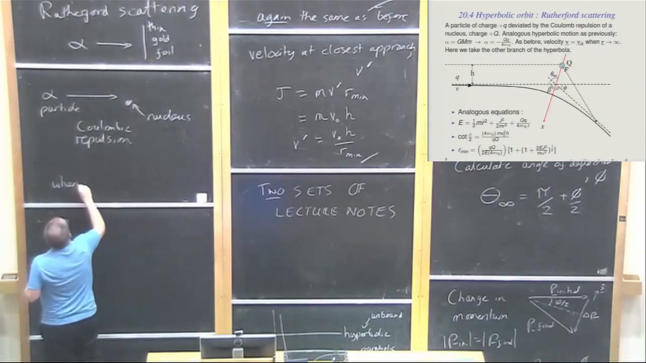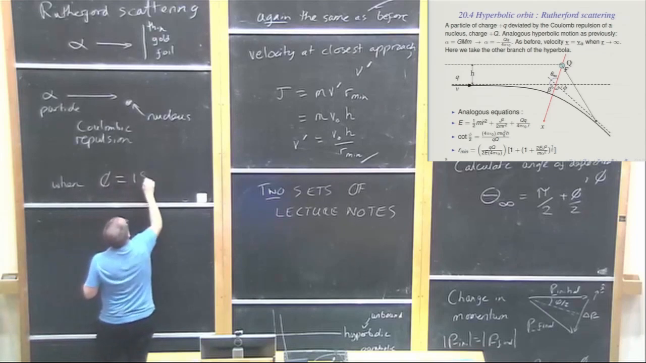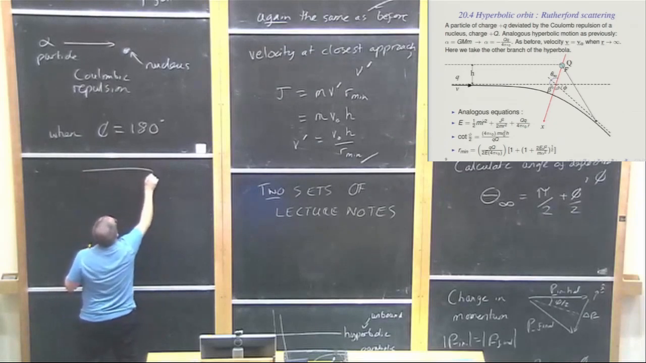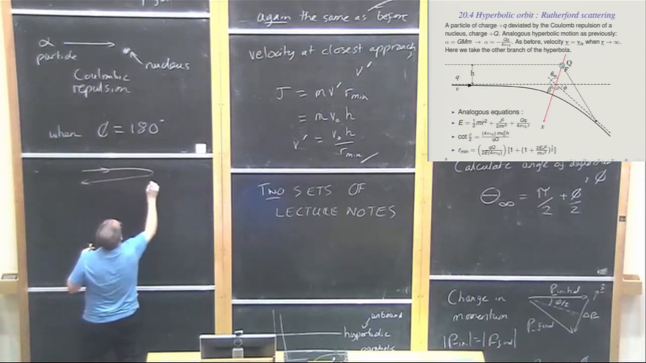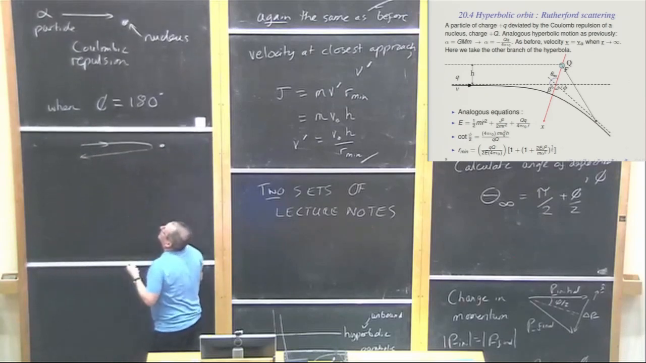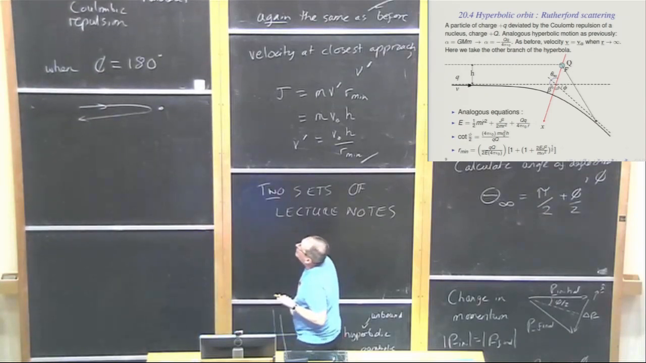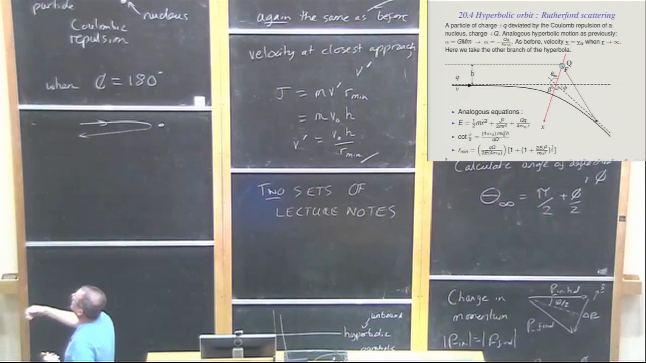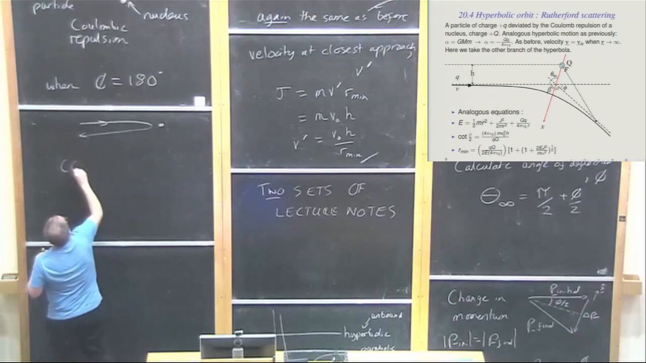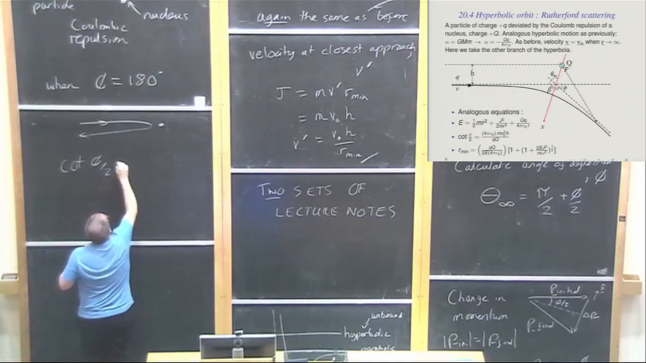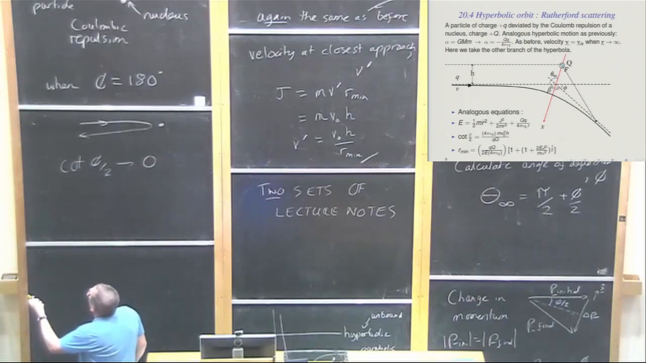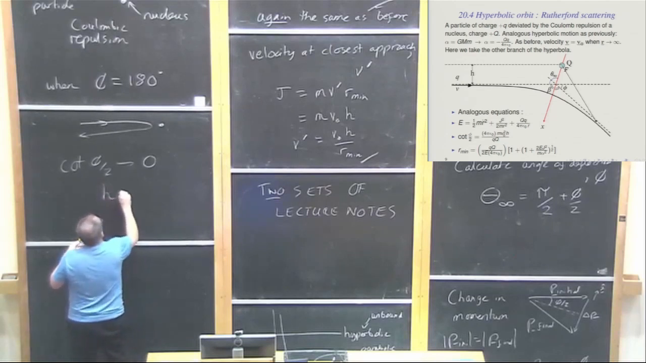A special and interesting case to note is when phi is equal to 180 degrees, which is equivalent to the case where the particle is scattered right back from where it comes from. Then cot phi over 2, so that's cot 90, so that's cosine 90 over sine 90, vanishes, and so this is the case where you have a head-on collision, where h is equal to 0.